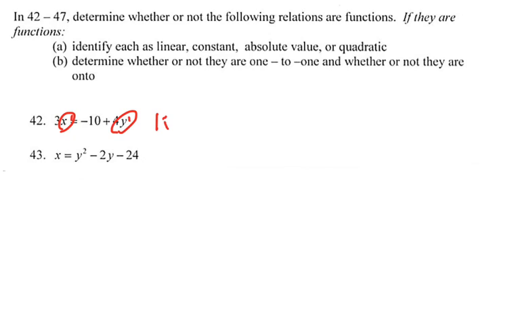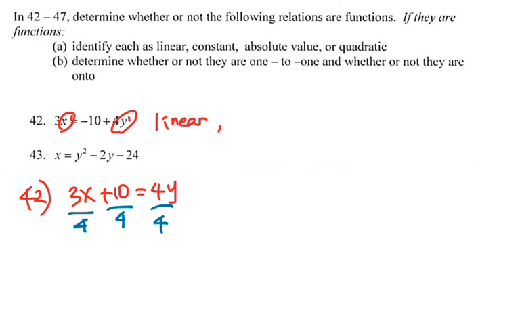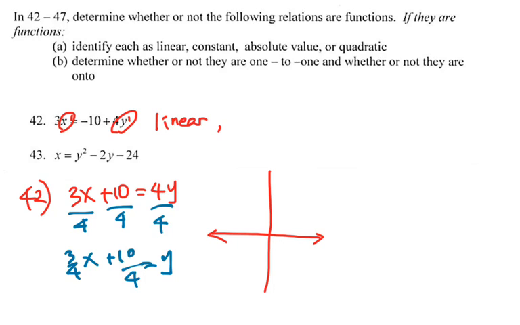Number 42, we realize that this is a line because x and y are linear. Now when you divide by 4, you can see that much better here. Then we realize that y is equal to 3 over 4 x plus 10 over 4. So if you had to sketch this one, the graph would look something like this. As you can see, it's a line, so therefore it's a linear function.